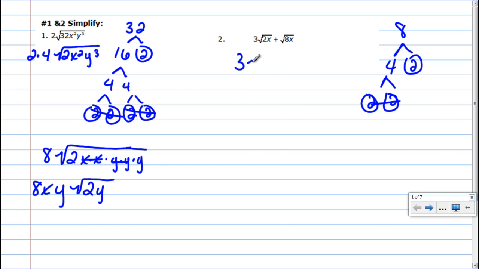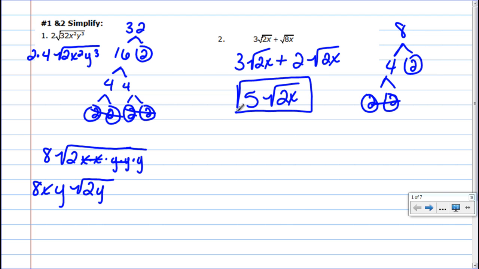So this stayed 3 square root of 2x plus. Now I can pull one of these 2's out. This 2 stays in along with the x that was already there. So now these match. They both say square root of 2x. So I can add them together. 3 plus 2 makes 5. And since they were both square root of 2x, then my answer is also square root of 2x.